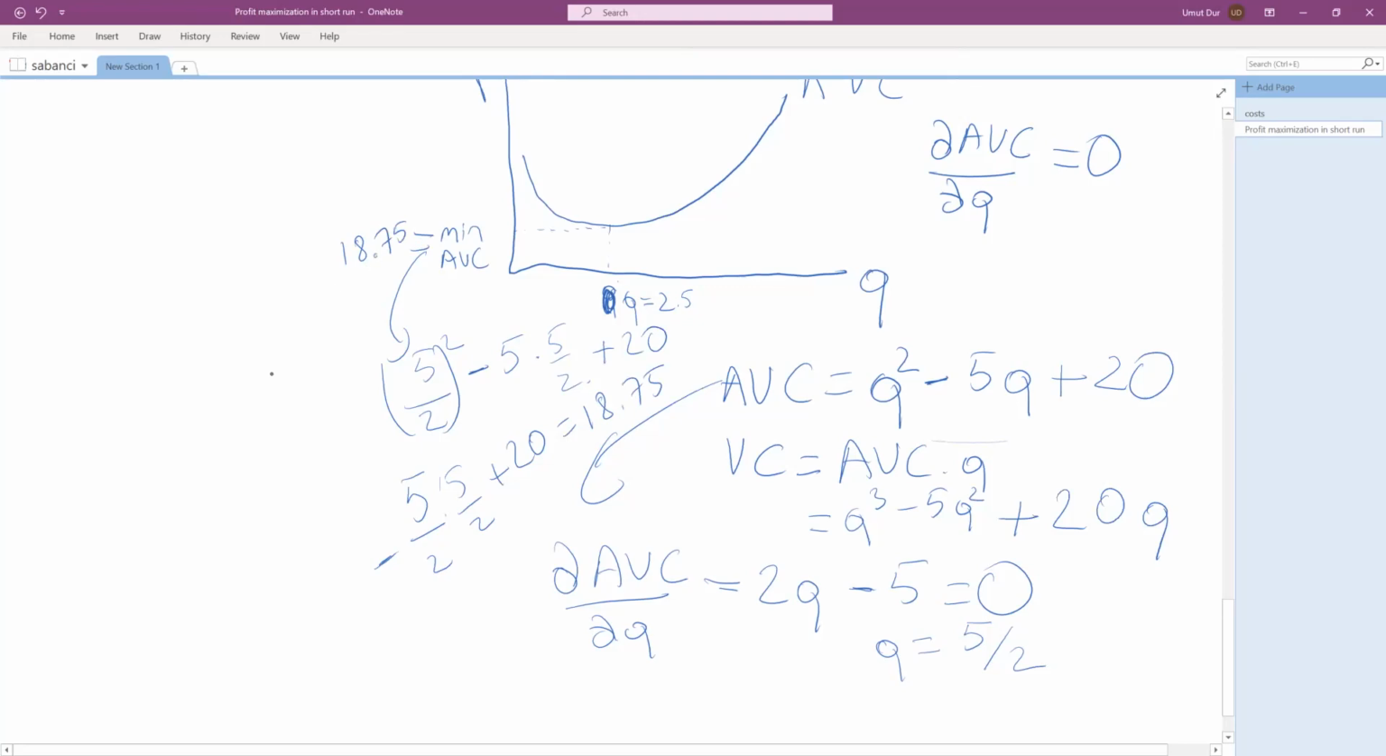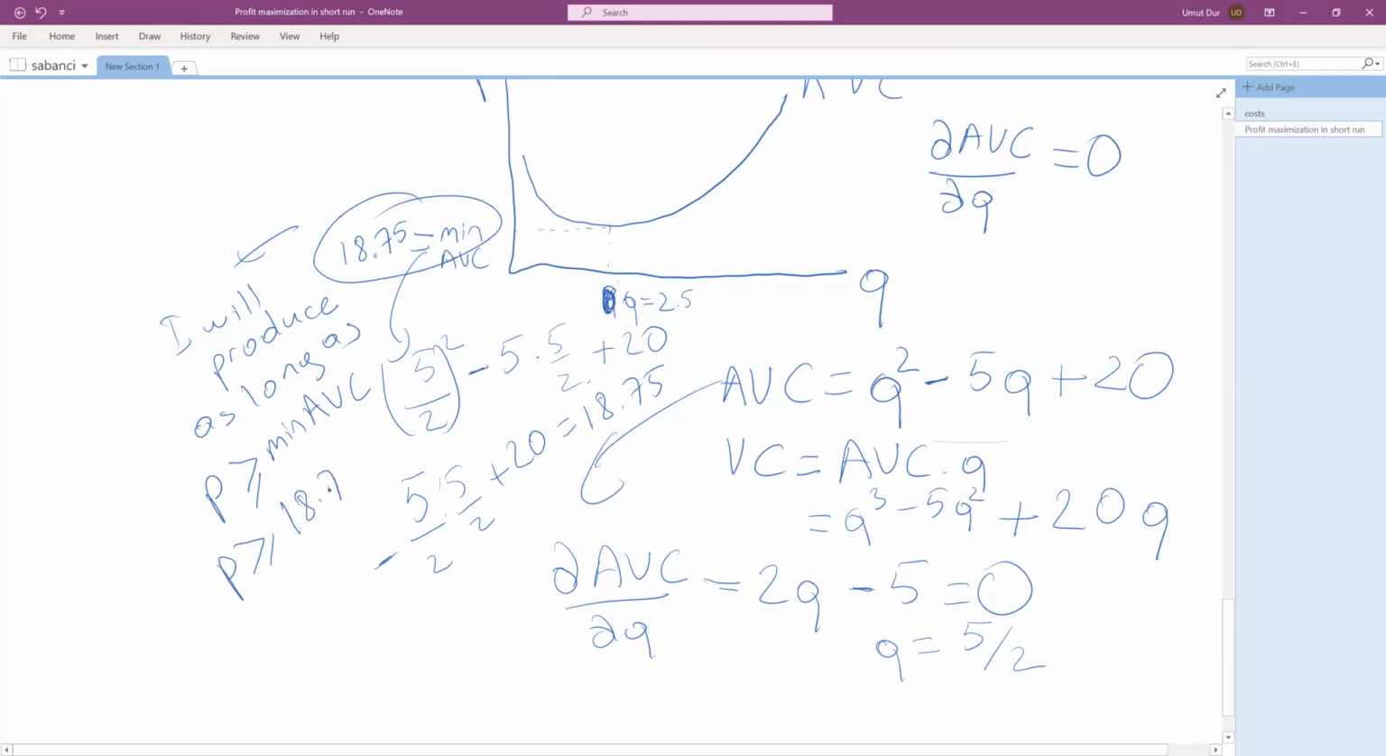Okay, so which means that I will produce as long as P is greater than minimum of average variable cost. Which means that for this specific example, as long as P is greater or equal to 18.75. Okay, so this is the minimum price for a firm to produce in this market.